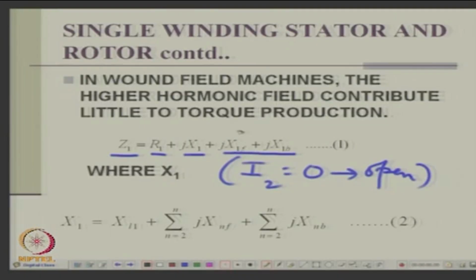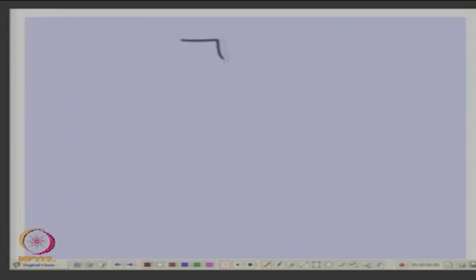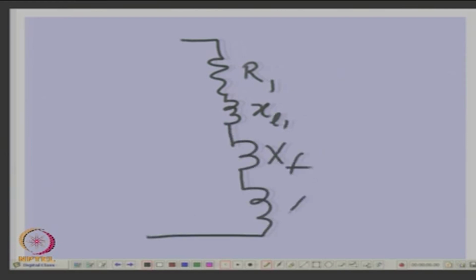So we call it as X1F and X1B. Some of them will be the total reactance X, right. So we can always say that this reactance of the coil can be represented by resistance, leakage reactance X1 or XL1 or whatever it is, then we say it is equivalent to XF and XB, and this will be your total Z1.